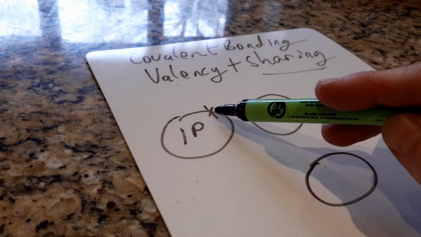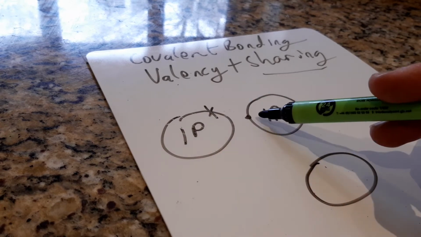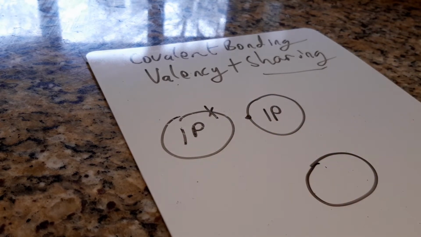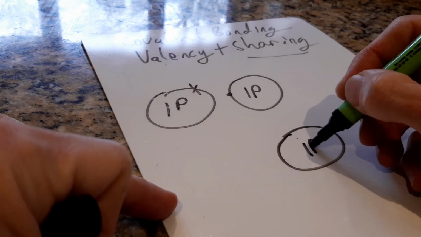Now the problem is, obviously, if this one gives this one an electron, he's left with nothing. If this one gives that one an electron, he's left with nothing. So this is an issue that we all have from time to time, isn't it? Where two people want the same thing. What do we do? We share. Okay, so the best way to share then is like this.